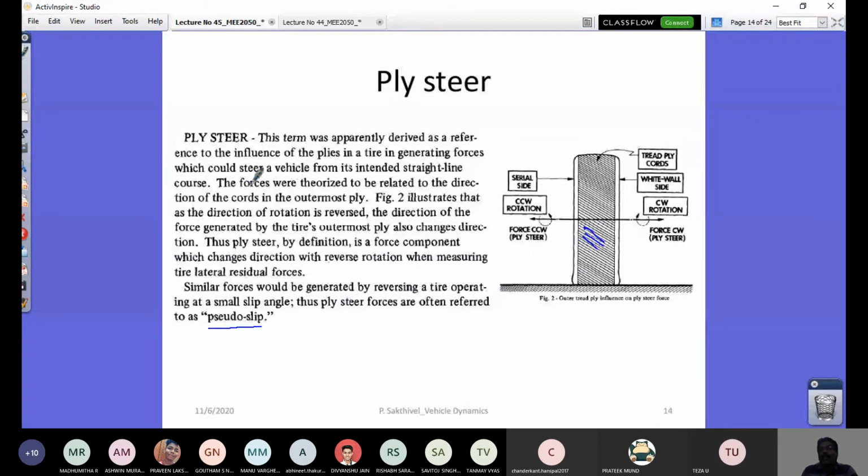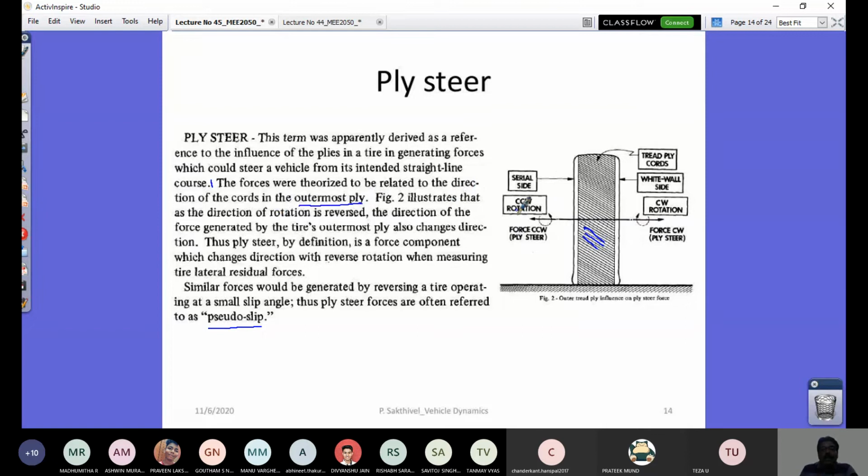It is intended to go in a straight line, but it creates some side force, and that side force direction would change. If you see from here in this rotation, this is the side force; if the rotation reverses, the side force will change. The forces were theorized to be related to the direction of cords in the outermost ply. That's what is seen in this diagram, right?